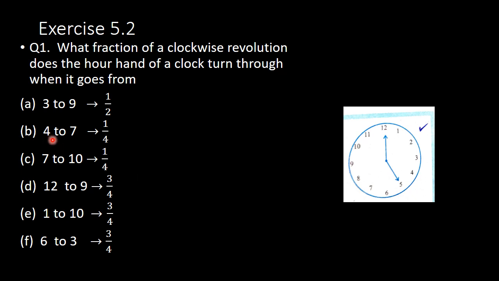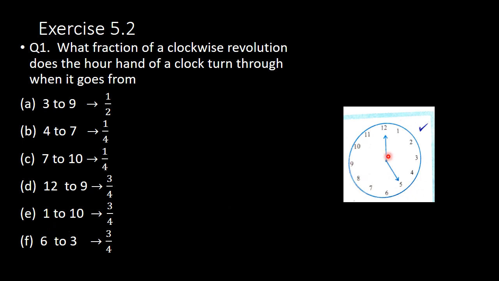Okay, children. Now 4 to 7. See, 4 to 7. It completes 1, 2, 3. 3 numbers it crosses. So we say 1/4 of a revolution. Now 7 to 10. See, 7 to 10. It crosses how many numbers? 1, 2, 3. 3 numbers. Or 10 minus 7 also you can do, 3. When it crosses 3 numbers, we say 1/4 of a revolution. 12 to 9. So how many numbers is it crossing? 9. Okay. So it is 3/4 of a revolution.